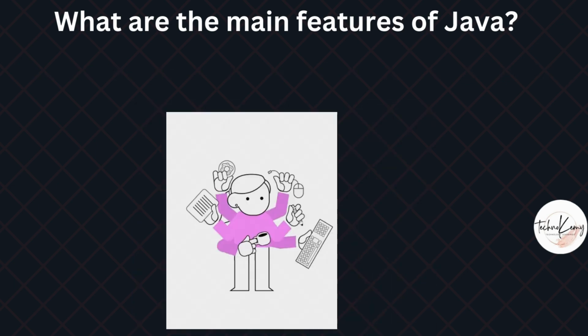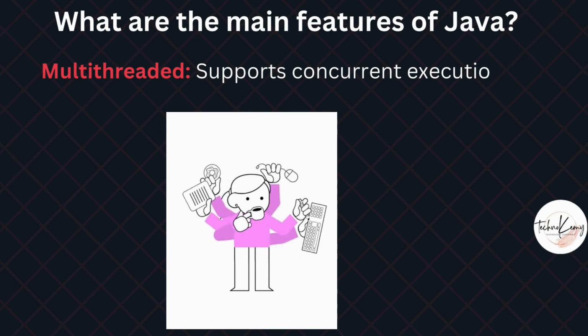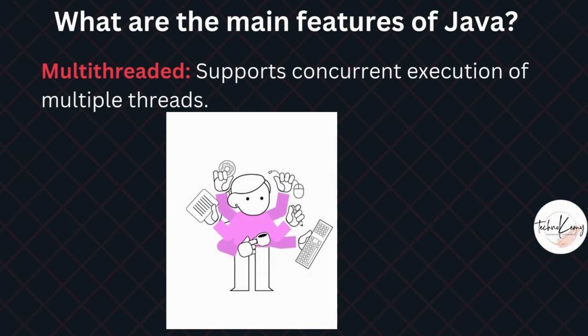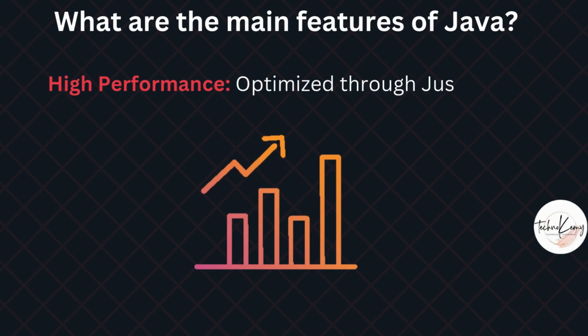It is multi-threaded. Java has inbuilt support for multi-threaded programming, allowing developers to write programs that can perform many tasks simultaneously. Just-in-time compilation and other optimization techniques have been used to increase the performance of Java.